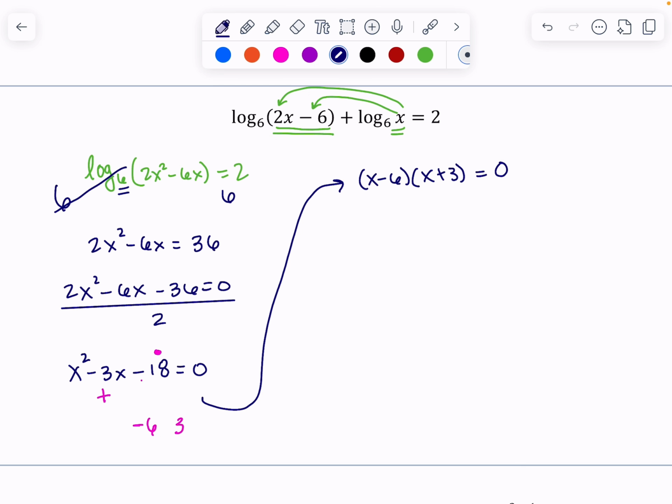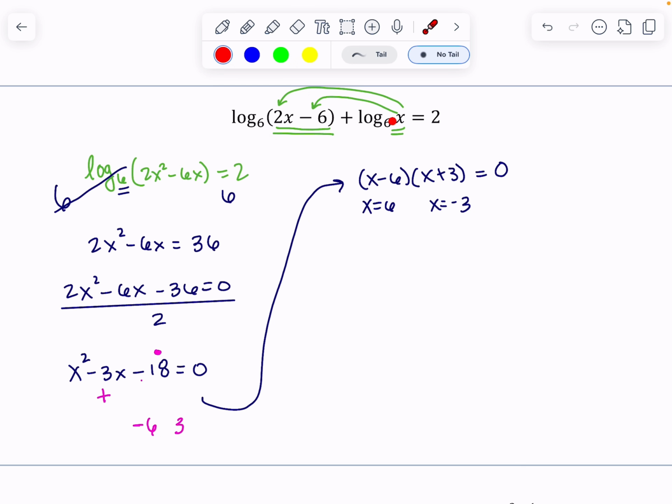Super close to being done. We have to now just set each of these equal to 0. So I have x equals 6 and x equals negative 3. Wow, I have solved for x, which is awesome. So once again, I'm going to step you through what I did. I'm actually not done yet. We're going to see why.